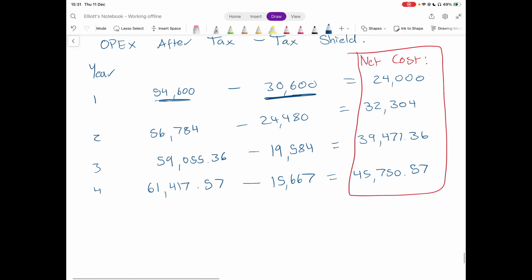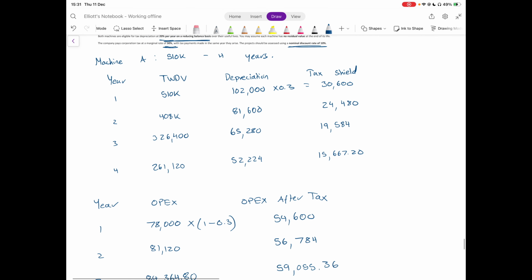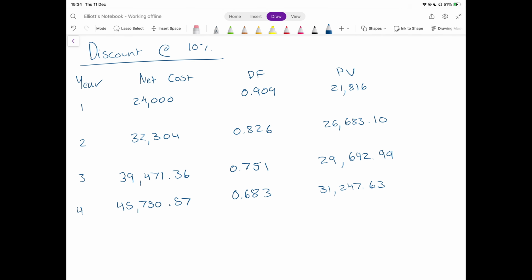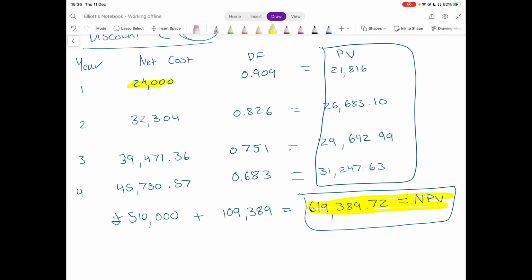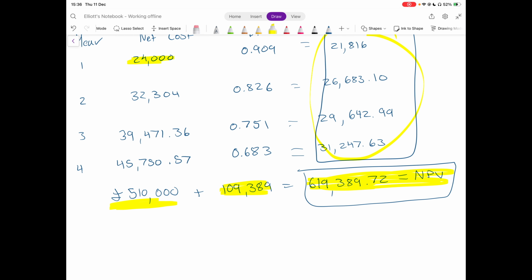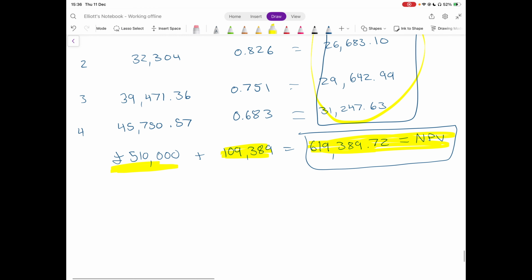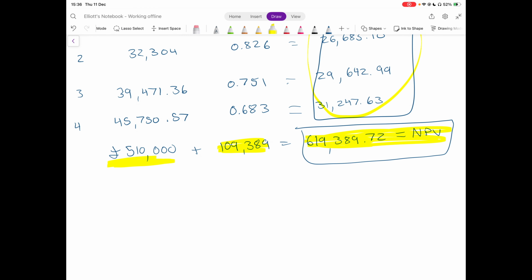Now what we're going to do is we want to discount these to the present day, and remember our rate is 10%. So after this, you have the net cost here, so 24 grand, and you multiply by the discount factors. So if you do that, you have the original cost, the 510 grand plus 109,389, which is just all of these added up. And if you add those together, you get the net present value, which is £619,389.72. And obviously it depends on your rounding. I'm just being a bit specific, but as long as it's in that range, you'd be correct.